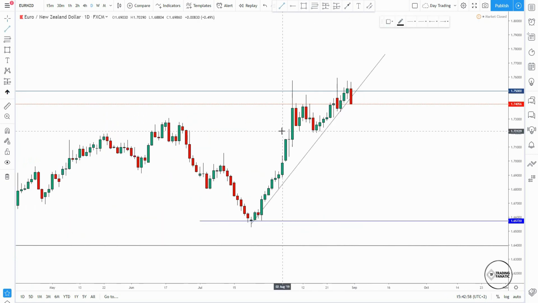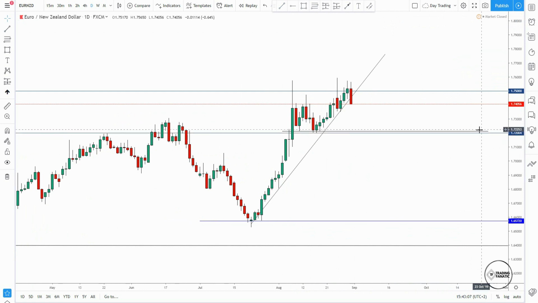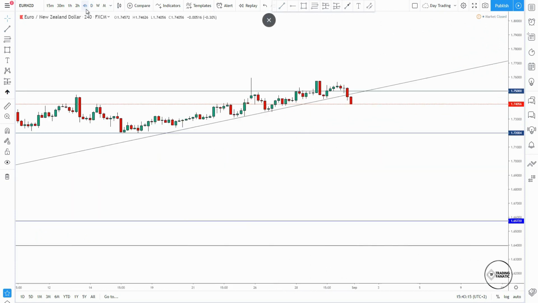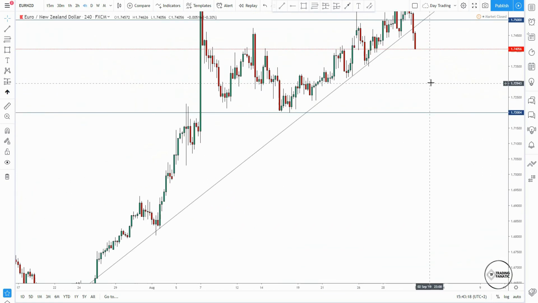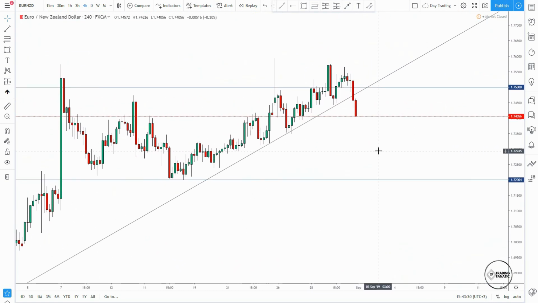So I will just mark this daily level here, which will serve me as targets. I think it actually is a very nice level, 1.72. I will keep it like this, a round number. Maybe my take profit will be a little bit above. So in the 4 hourly, I saw a very nice setup here. That's why I'm showing you this chart.